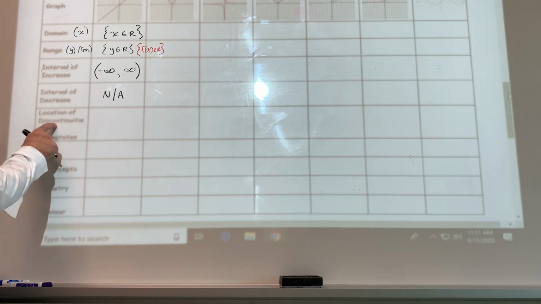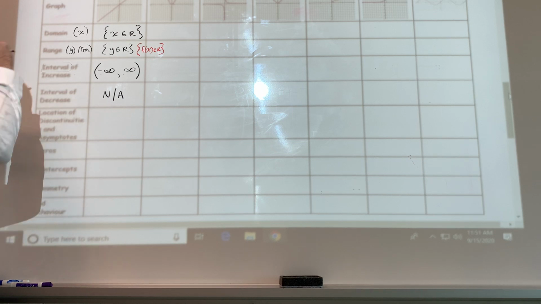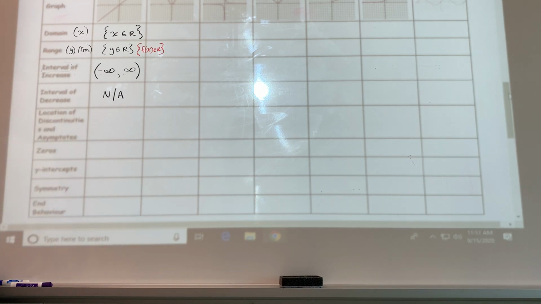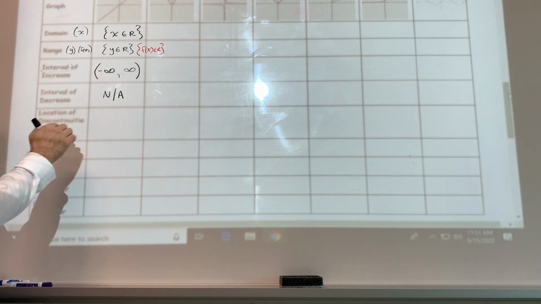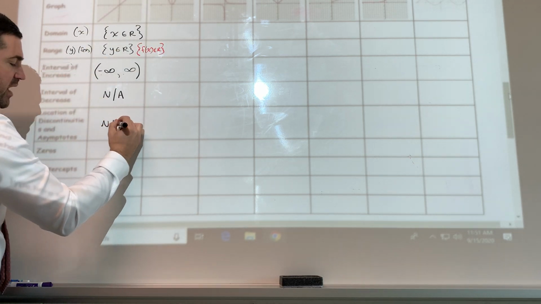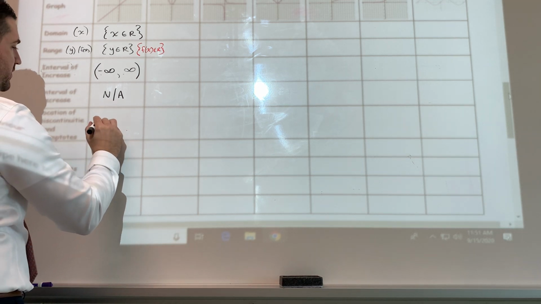Next question: are there any locations of discontinuities and asymptotes? It's a line, so there aren't any discontinuities because it's continuous, and there aren't any asymptotes, so there is none. Sorry, NA or none.